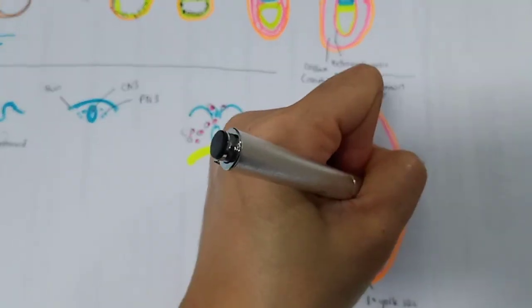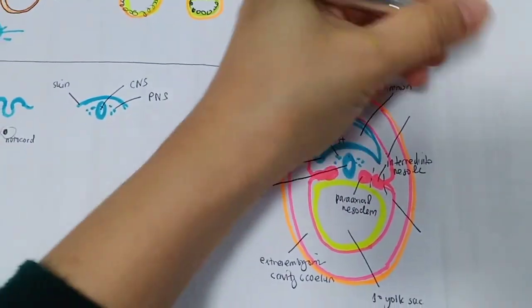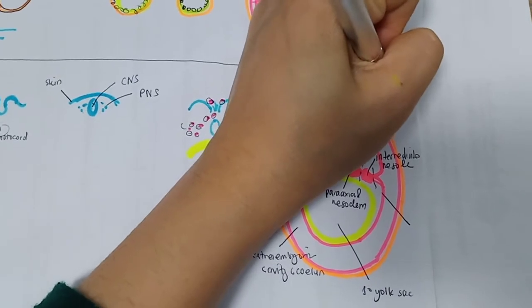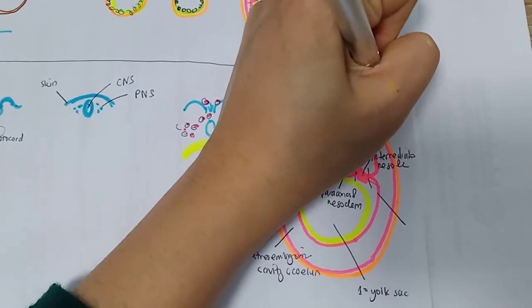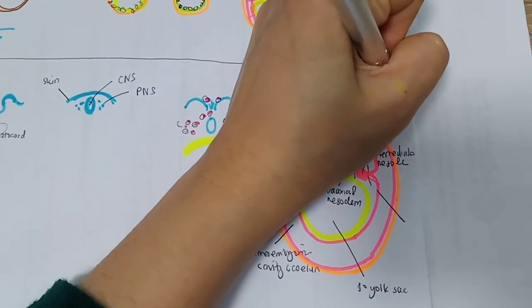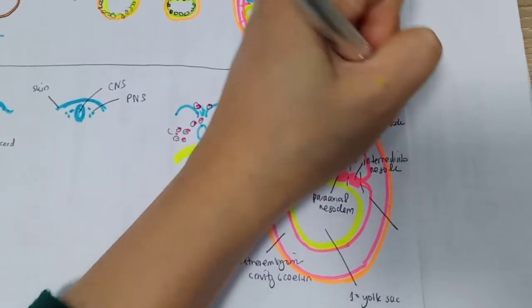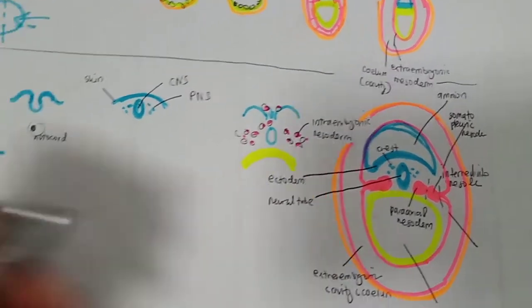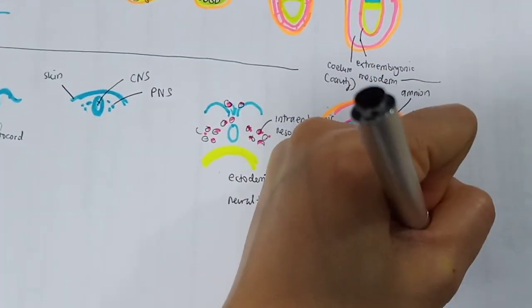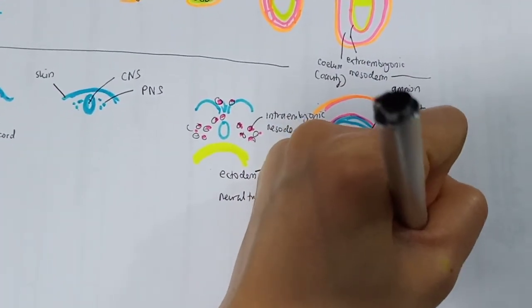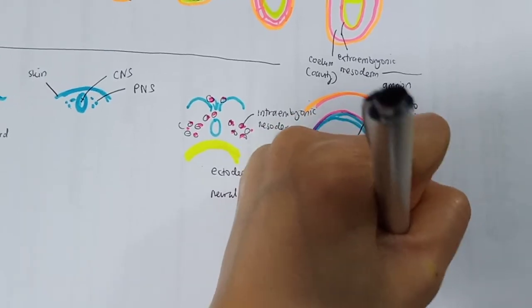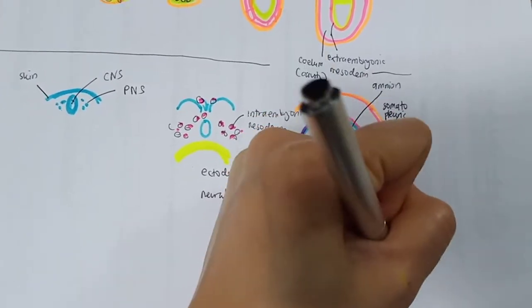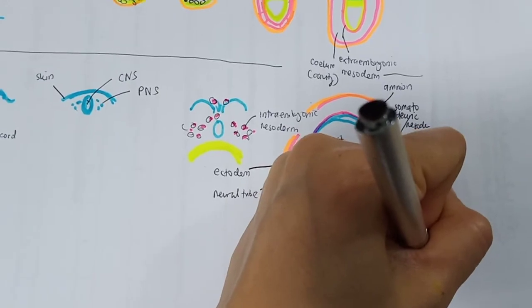And we have two here. It's the somatopleuric mesoderm. And at the back there, down here, we have the splanchnopleuric mesoderm.